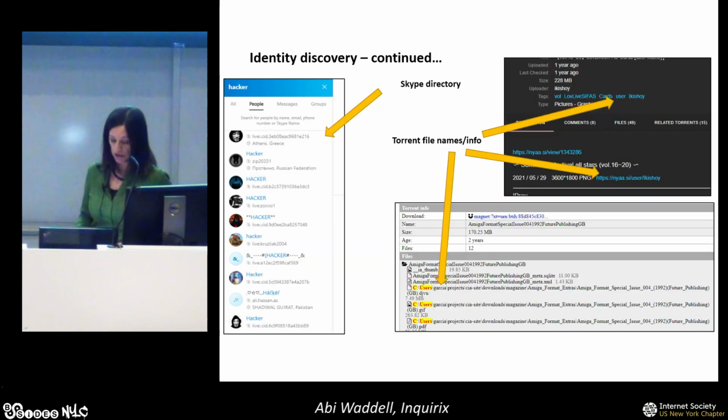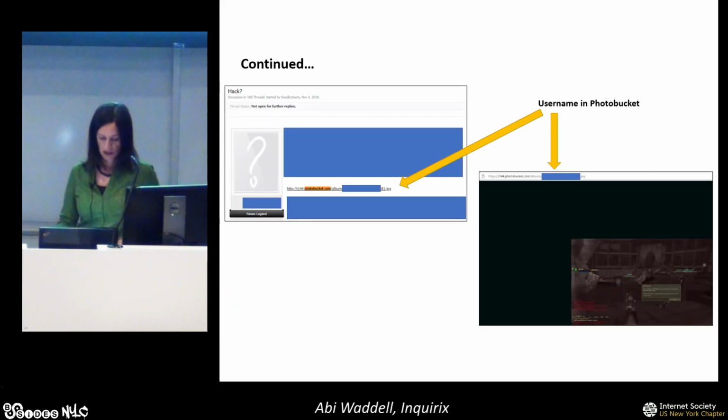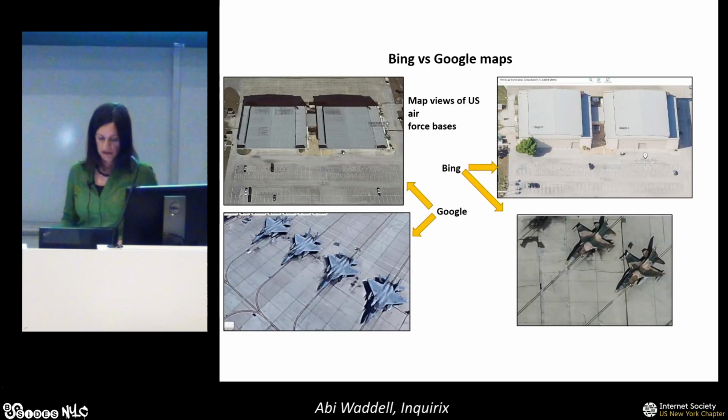The Skype online directory is a useful place to find details such as alternative usernames, country location, and images. And less useful but still worth knowing is torrent file names, which sometimes give away the user's operating system and username. As mentioned before, one should always check links to media and other sites from forum posts, as these can also give alternative usernames, such as in this example where a particular user had a different username on the photo bucket site.